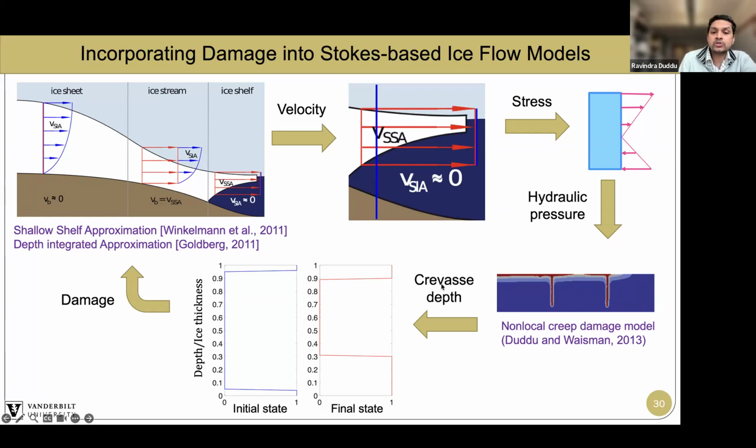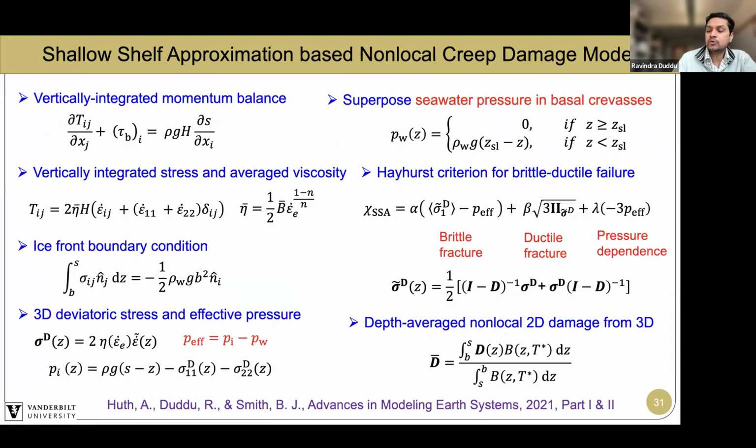And then once you know the crevasse depth, you know how much of it is intact and how much of it is fractured. If you follow my mouse here, what is the initial state? What is the final state? What is the crevasse depth? And then you take some damage approximation of that, put it back into the shallow shelf approximation, and degrade the viscosity in those regions, and then you run this over multiple time steps. And that's how it works.